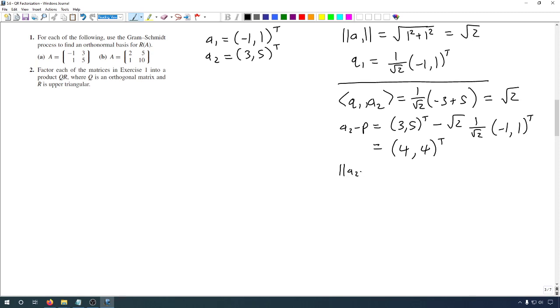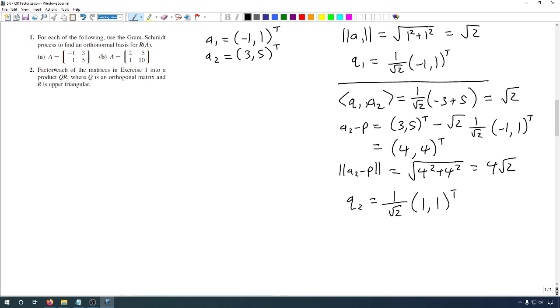When we take the norm of that, square root of 4 squared plus 4 squared. Really, we could have pulled out the 4, but we have 4 square root 2. And so now, Q2 is just this (4, 4) divided by 4 square root 2. The 4's cancel out. We have 1 over square root 2 times (1, 1). Those are our vectors. So that's actually the solution to part A of problem 1.